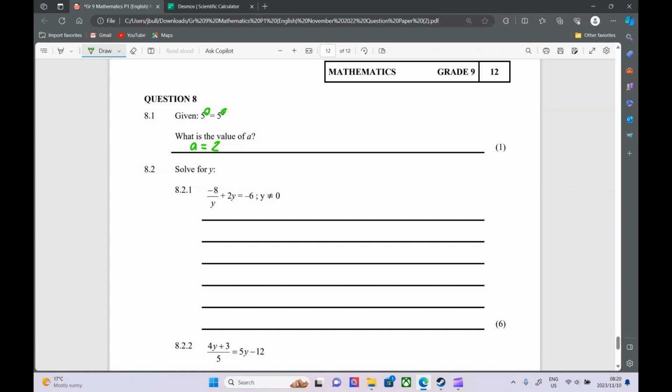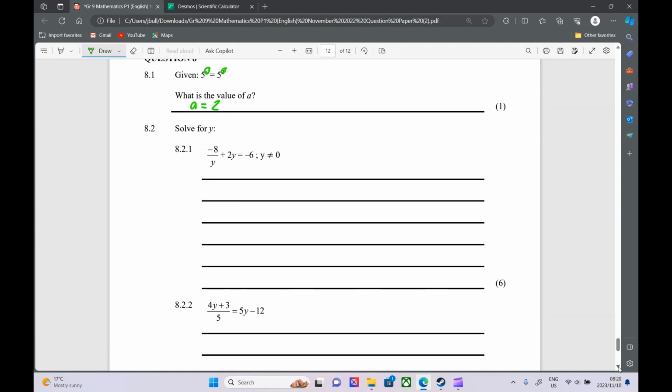Solve for y. With a question like this, usually they just say y can't be 0 because it's in that bottom spot, so you can't divide by 0. What we want to try to do is get rid of the fractions. So what I would do is times everything by y. Okay, so we're going to times everything by y.